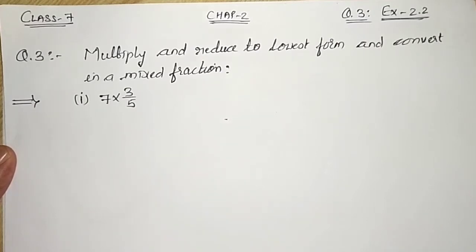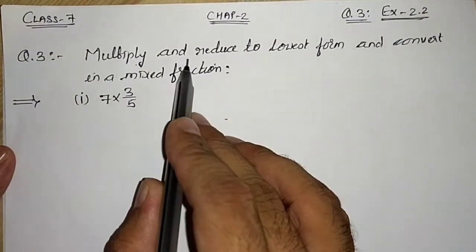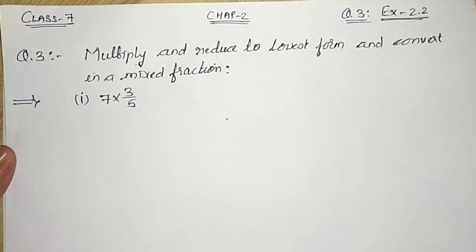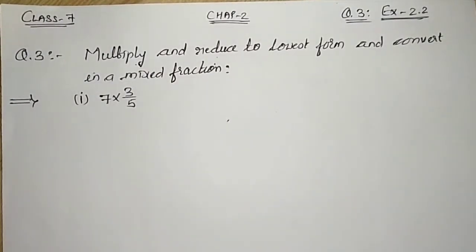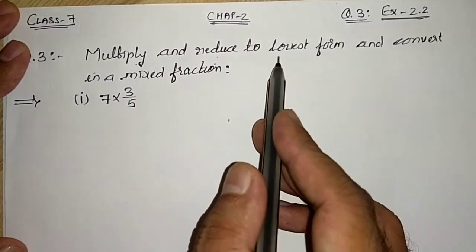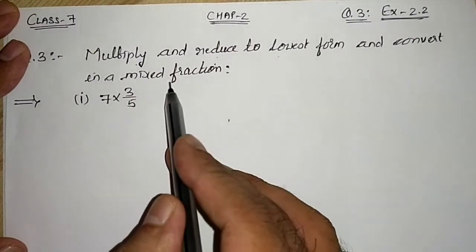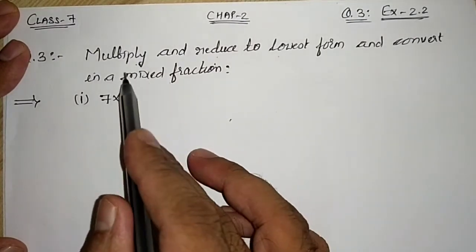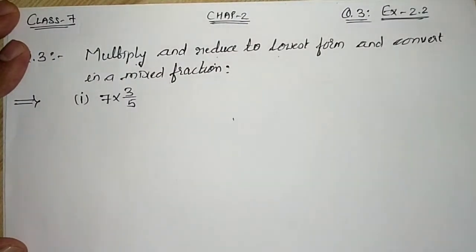Question number 3 says multiply and reduce to lowest form and convert in a mixed fraction. Whatever numbers they have given to you, you have to multiply first and then reduce to the lowest form. If there is any common number between them, you have to reduce them to the lowest form. And then finally, if it is an improper fraction, you have to convert it into a mixed fraction.